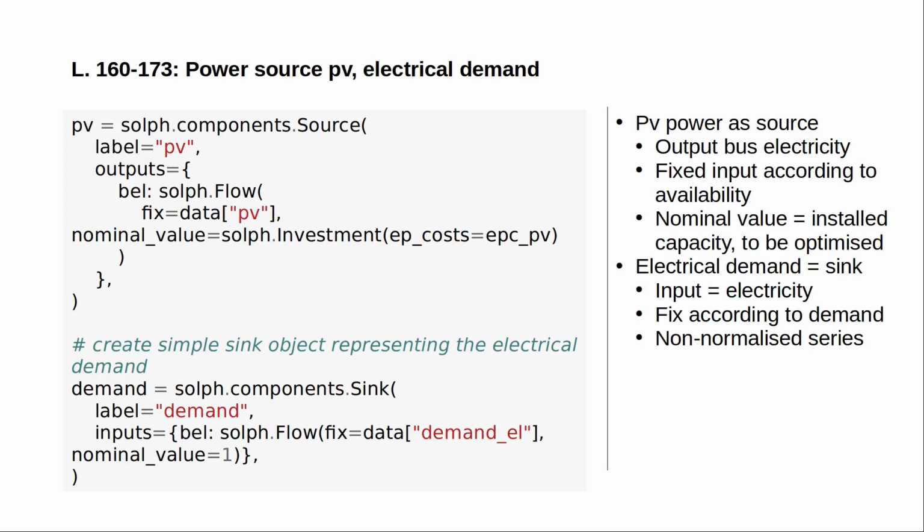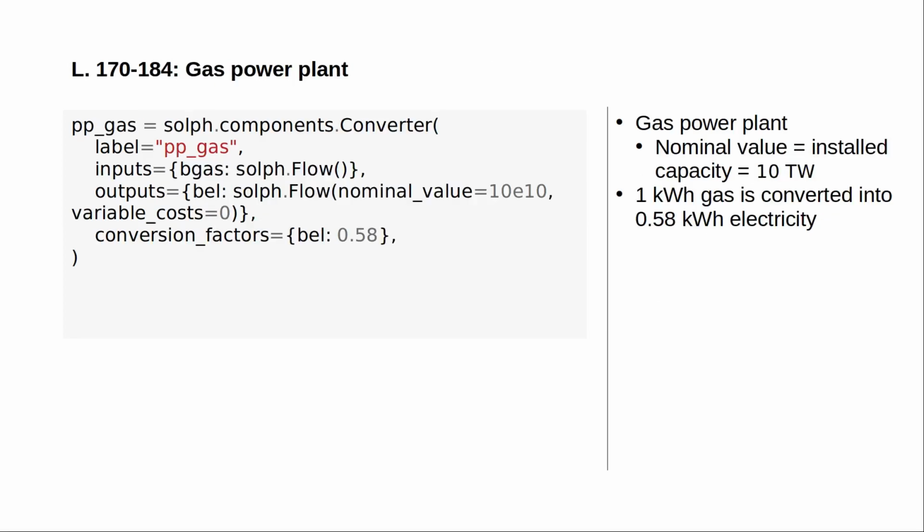And similarly, the demand, however, with one difference: in case of the demand, the electrical time series is not a normalized time series. It tells us how many kilowatt hours we are consuming per time step, and thus the nominal value is set to 1. The gas power plant in this example is not part of the optimization.